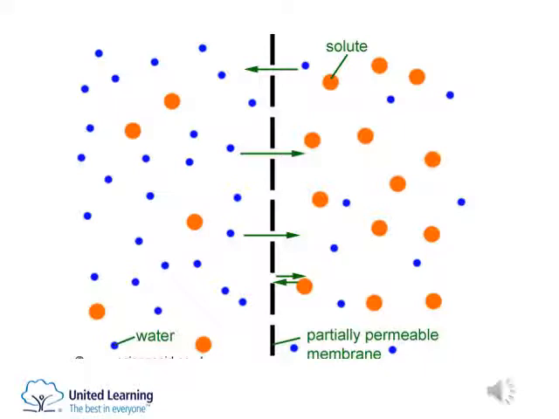It is important to realise that water would move in both directions because particle movement is random, but more water would move right than it would move left. So there would be an overall movement from left to right because there's a higher concentration of water on the left at the start.